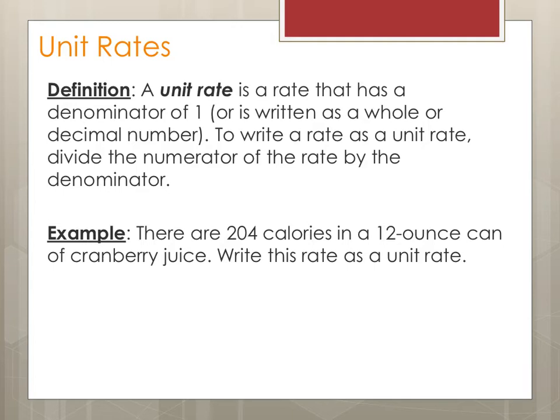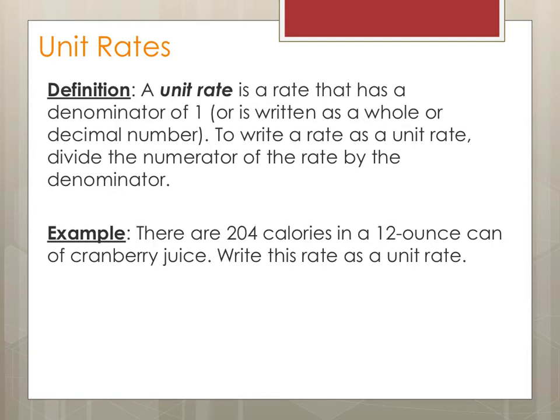Now let's look at unit rates. That rate that we looked at earlier, 6/7 feet per day, is kind of an awkward rate to imagine. So that's where unit rates come into play. A unit rate is a rate that has a denominator of 1, or we say that we write it as a whole number or decimal number. To write a rate as a unit rate, we're just going to divide the numerator by the denominator.